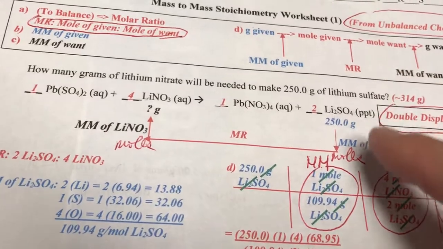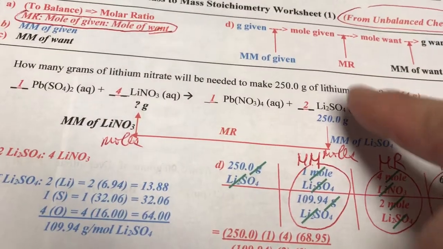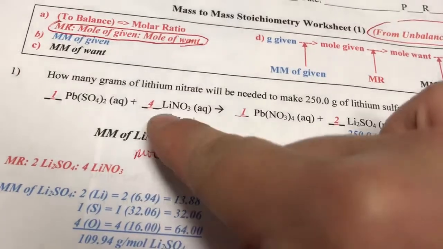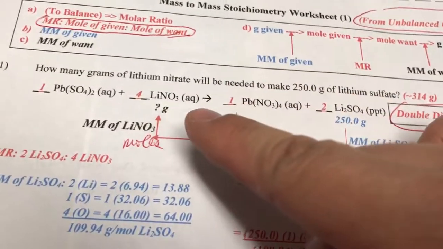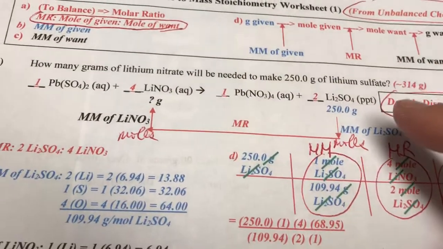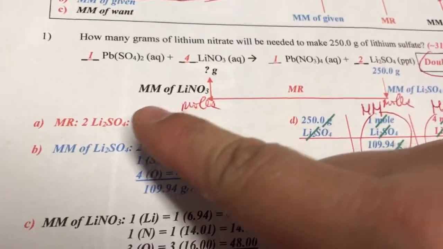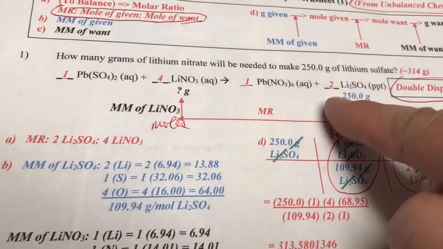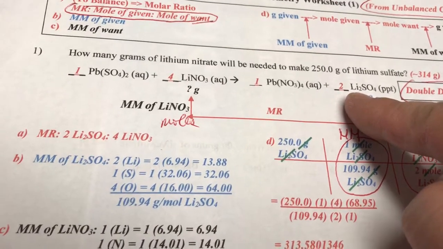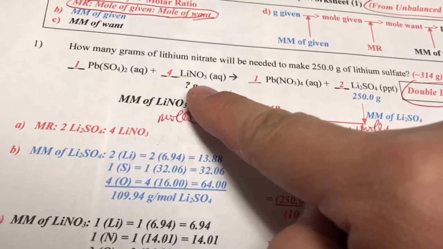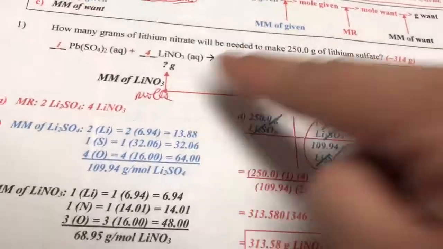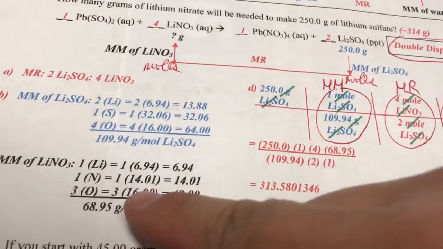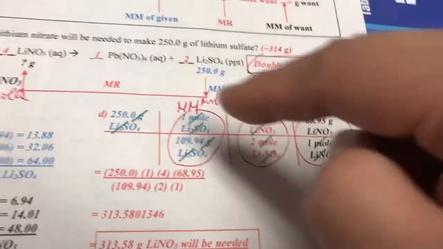So you want to draw the strategy from what you're given to what you want in this direction. Now sometimes the direction will be the other way, so you have to be careful what you're given. That is the beginning. What you want is the ending. You draw the strategy. And then you can start to write letter A, MR will be 2 lithium sulfate, which is what you're given, to 4 moles of LiNO3. And then next I need these 2 MM, so I go ahead and calculate that. And then the last step is set up Superman.